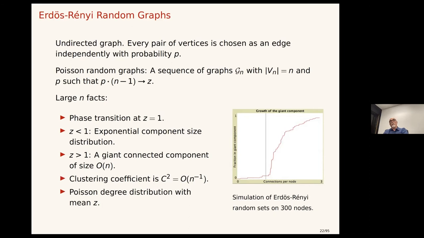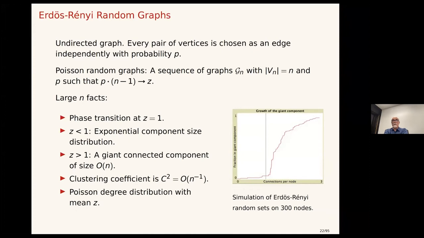So there are two names for these things. They're called Erdős-Rényi random graphs. Two Hungarians, of course, and there's that guy Erdős again. They're also called Poisson random graphs for obvious reasons, okay?